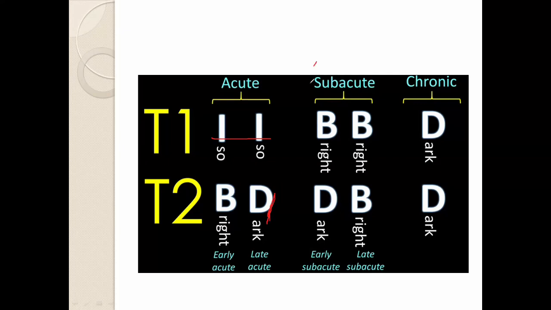When we talk about the subacute phase, which lasts from the third day till the 28th day or the fourth week, the bleed will appear hyperintense on T1 in both the phases, early and late. Early remains for 7 days, and from the 8th day till the 28th day, that is the late subacute phase, the bleed will get brighter on T2. Whereas in the chronic phase, which is from 1 month onwards, the bleed will get dark on both.